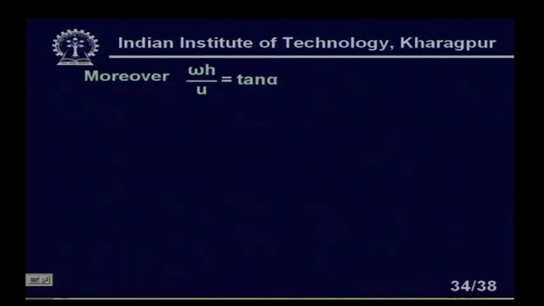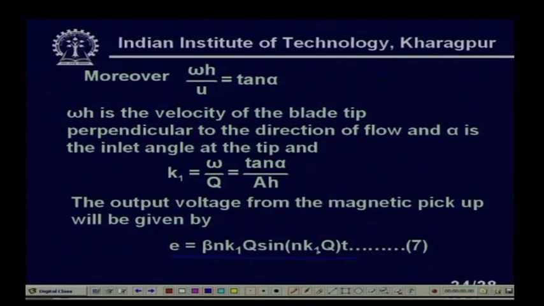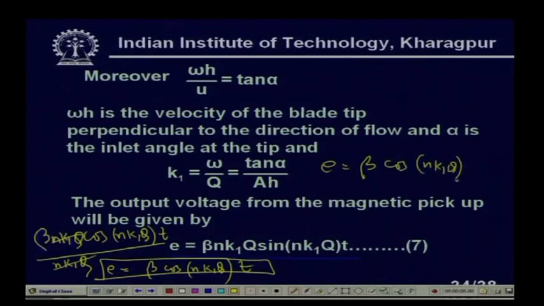You see here, if I integrate this signal, I will get beta n k 1 q cos of n k 1 q into t, divided by n k 1 q. So the n k 1 q will cancel out. After the integration I will get E equal to beta cos of n k 1 q into t. Let me write it clearly: E equal to beta cos of n k 1 q into t.